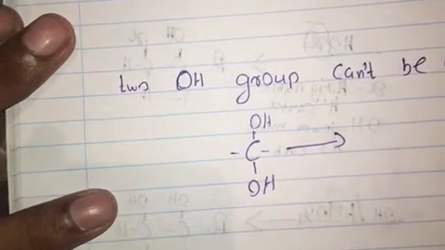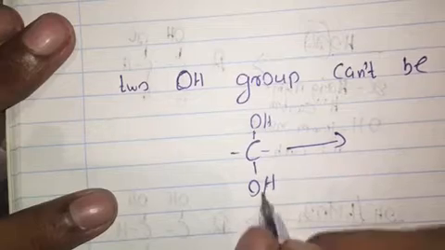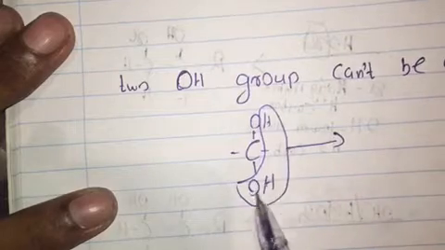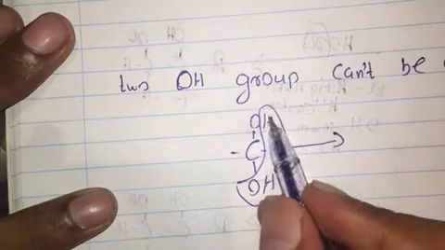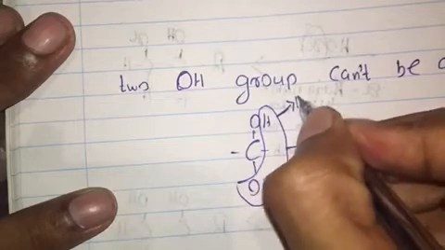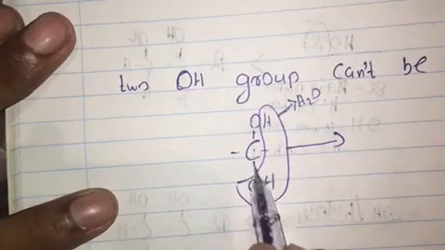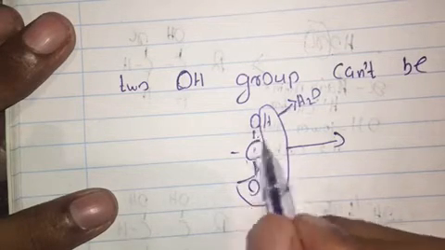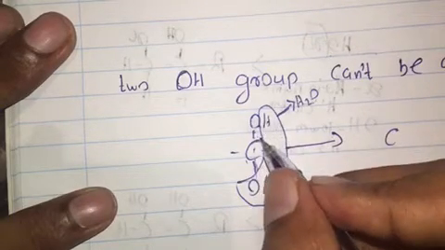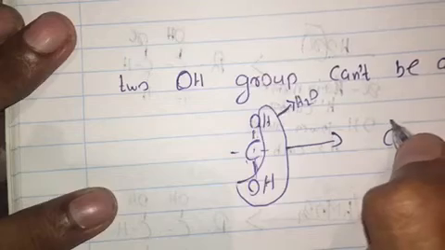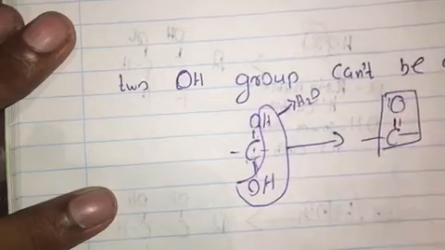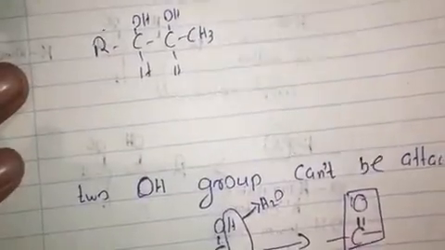If two OH groups are attached to one carbon, a water molecule is removed: one OH and the hydrogen of the other OH are removed as H2O. This carbon loses two bonds, and this oxygen loses one bond. Therefore, a new bond forms between oxygen and carbon. This group changes to a carbonyl group. Write this note in your notebook.